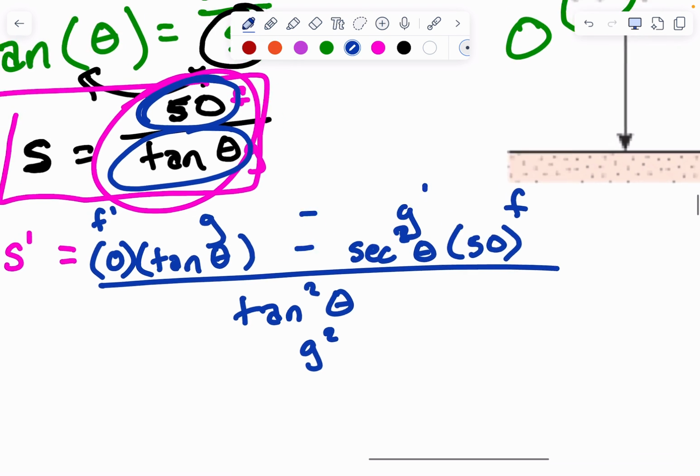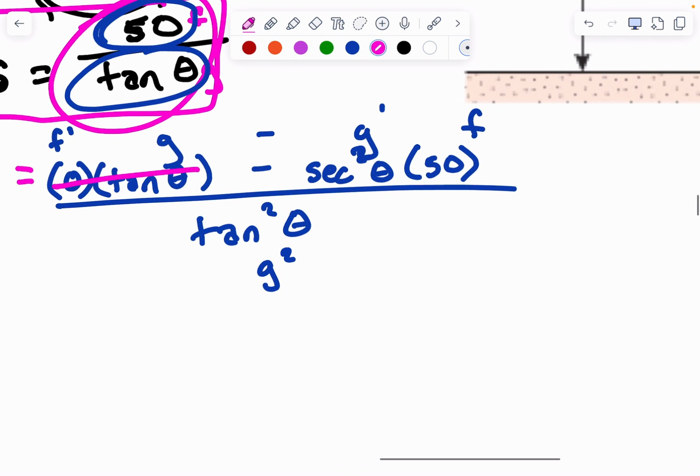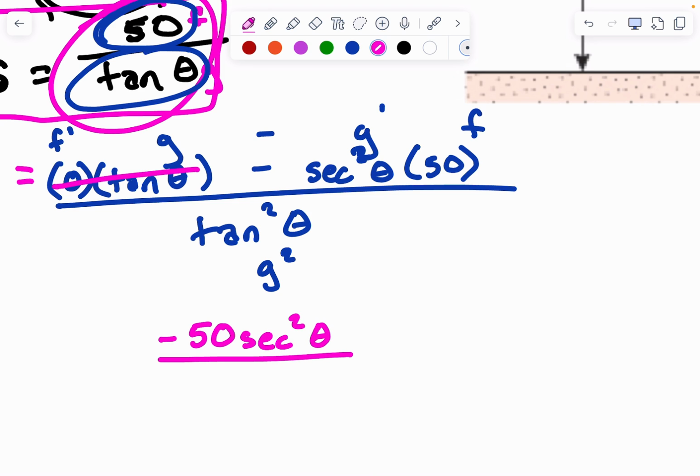Now we're going to simplify. The 0 knocks the tangent out, so on the top, what do we have? Negative 50 secant squared theta, over tangent squared theta. We plug in 45, but hold on just a second. We've got to get rid of the secant first.